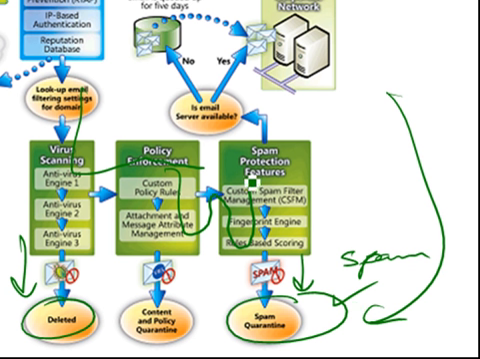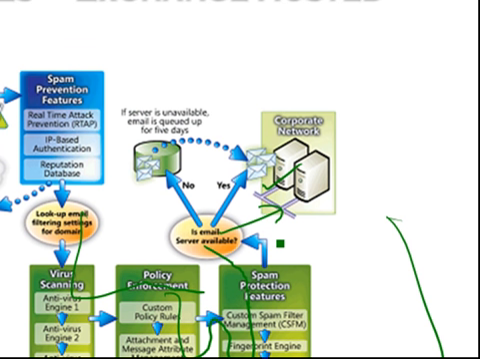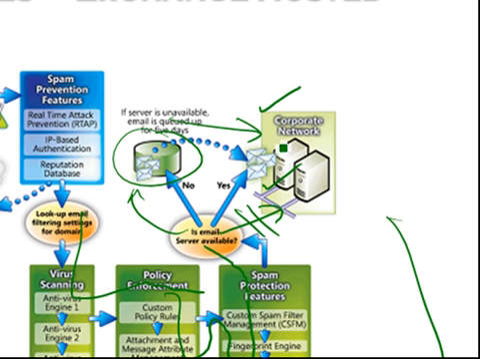Okay, so then after it goes through the spam protection features, if your Exchange server is available, it will basically send it straight through to you. If it's not available, it will take it through to a spool and spool it there as long as required, until it detects that your Exchange server comes back to life. Once it comes back to life, then it flushes the content through to you.